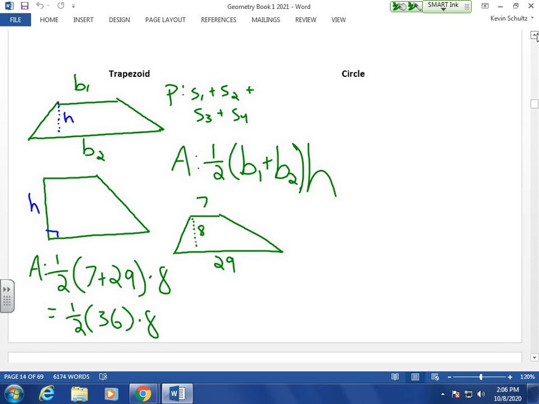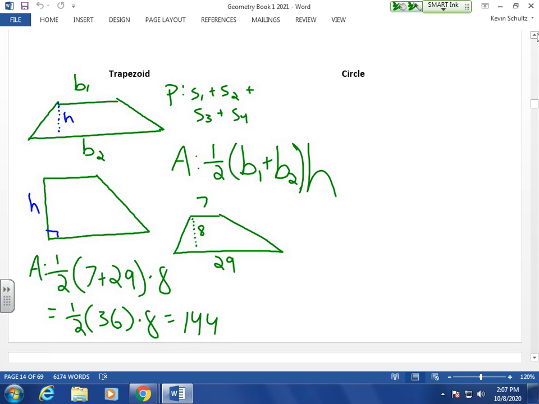And who's got that calculated area? Evan, 144. Yeah, I got 144. Okay. 144. Questions on trapezoids?